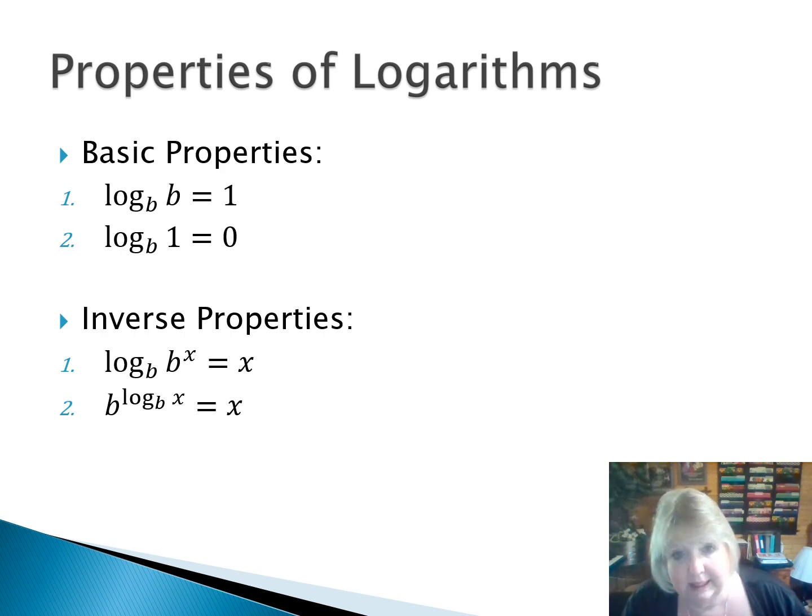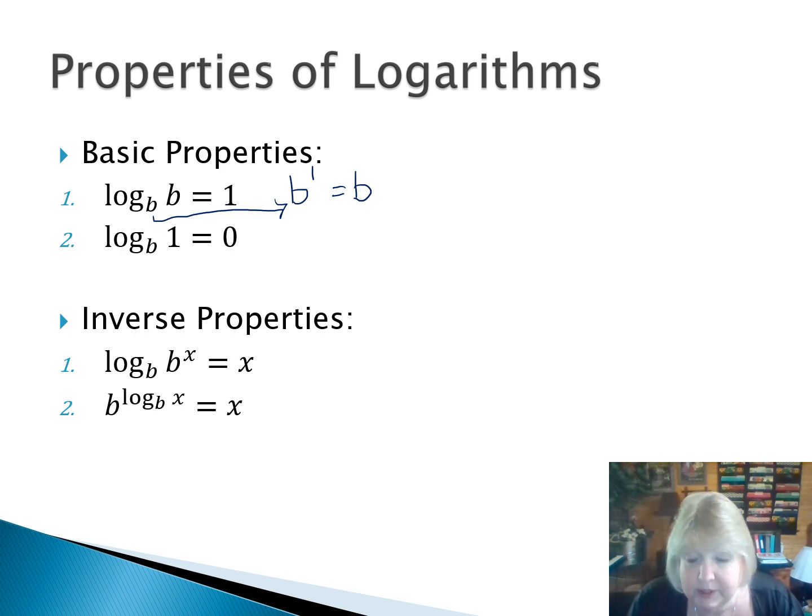If I write this in exponential form, that says b, there's my base, to the first power equals b. That is a property of exponents, that anything to the first power is just that thing. This is just the logarithmic way of saying the exact same thing. And for number 2, if I wrote that in exponential form, it would say b to the 0 power equals 1. Anything to the 0 power equals 1. So again, it's not a new rule, it's just a new look to the old rule.